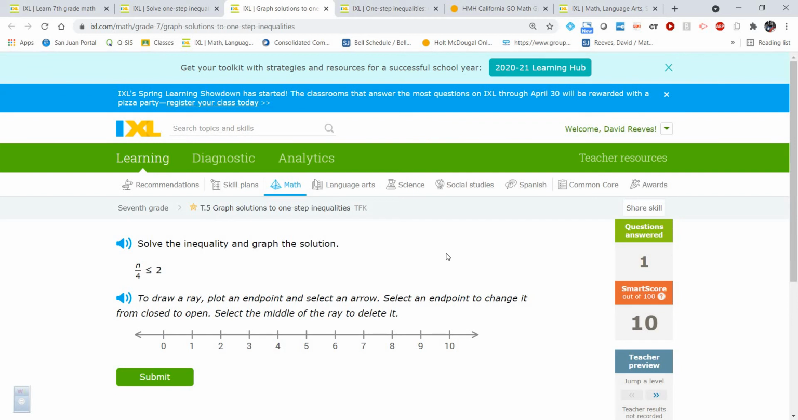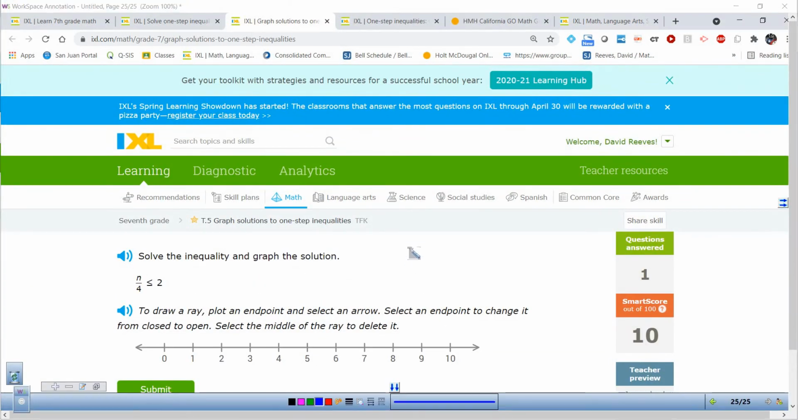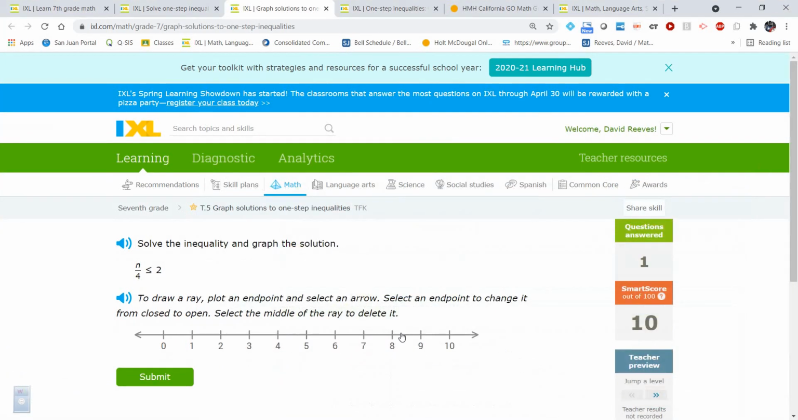What do we have here? We have n divided by 4 is less than or equal to 2. They're dividing, so what do we need to do? We need to multiply both sides by 4, and we're going to get n is less than or equal to 8. Again, we have a less than, but we also have the equal to. So when I graph this one and I go there, I want a closed circle, and there we have it. N is less than or equal to 8. That will make that inequality true.